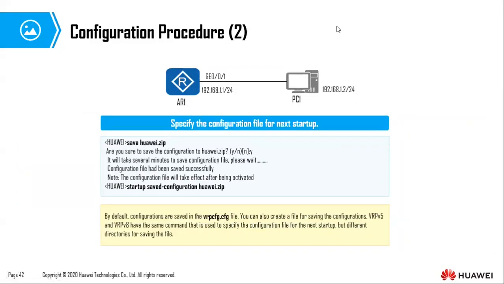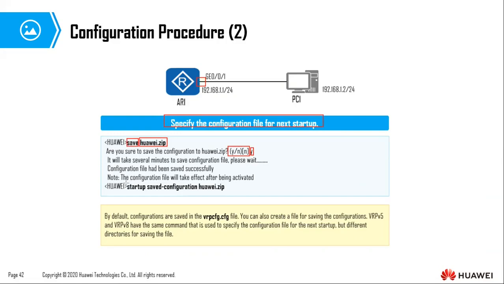Okay, so let's look at how we can specify the configuration file for the next startup. So we've already configured the name, the IP address, and we've created VTY interface, user level, and password. So we use the save command. This time we don't just write save and type enter. We type save, then we give it a file name, meaning that we want to save the configuration file in a file called Huawei.zip. So it's going to ask us, do you really want to save this? Type Y or N for no. So you just type Y, then you press enter.